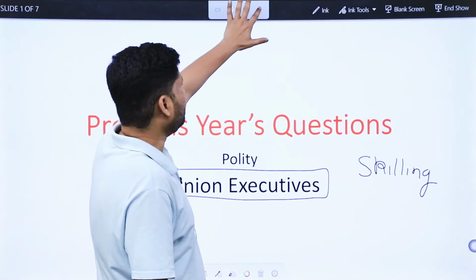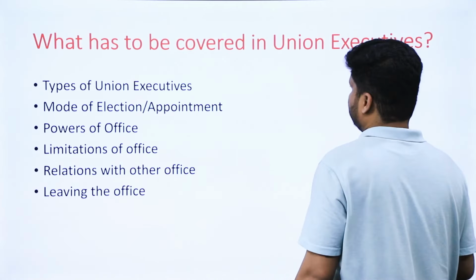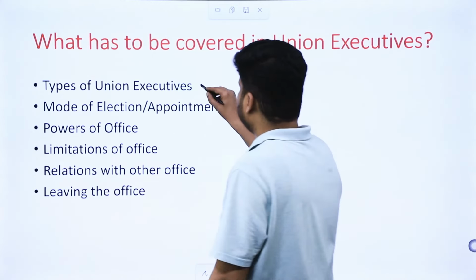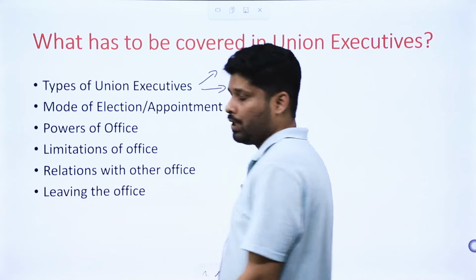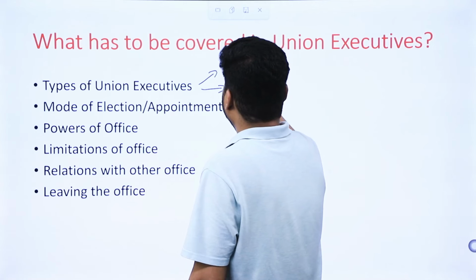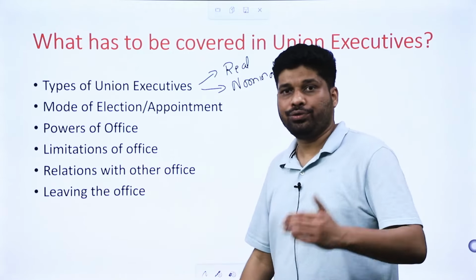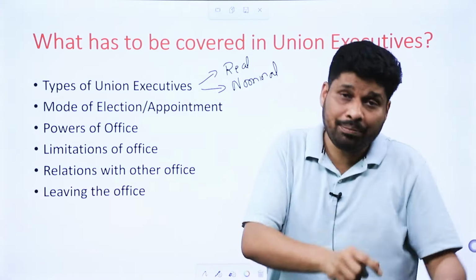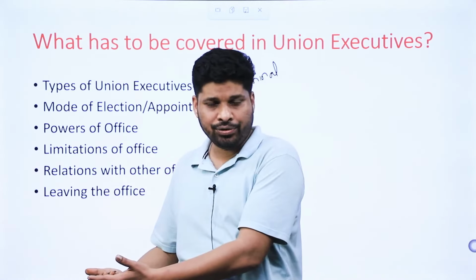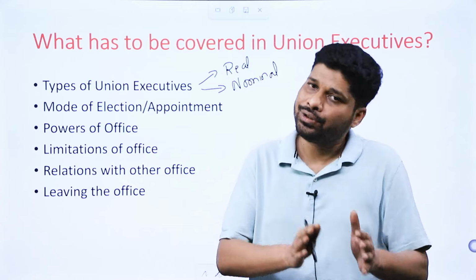Let us look first and foremost at what UPSC wants you to know from union executives. First, UPSC wants you to know the types of union executives. Because India is a parliamentary system, there are two types of union executives: one is real and the other is nominal. UPSC wants you to know which union executive is which type. For example, President is the nominal union executive, while Prime Minister is the real union executive. Prime Minister and Council of Ministers are real union executives. The types of union executives have to be known.